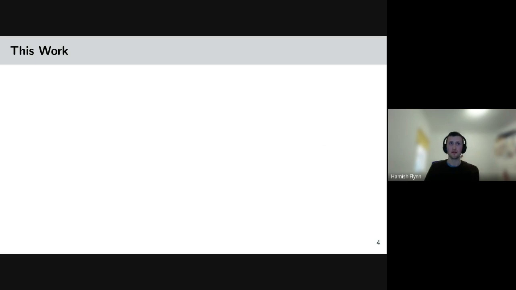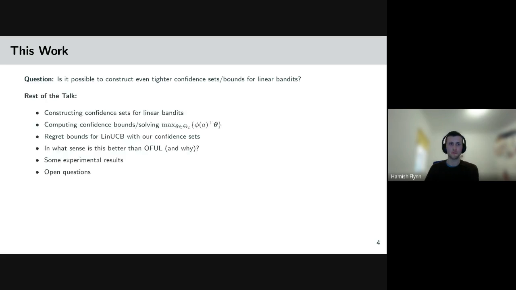Now, at this point, I'm supposed to say, well, this previous work is very nice, but there's this big glaring problem with it that we're going to try and fix. However, in this case, there actually isn't really anything wrong with OFUL. It's actually already very good. So in this work, we just want to understand whether it's possible to construct even better confidence sets to use in the LinUCB algorithm. And it turns out that it is possible. So that's the main question, and this is what's in the rest of the talk.